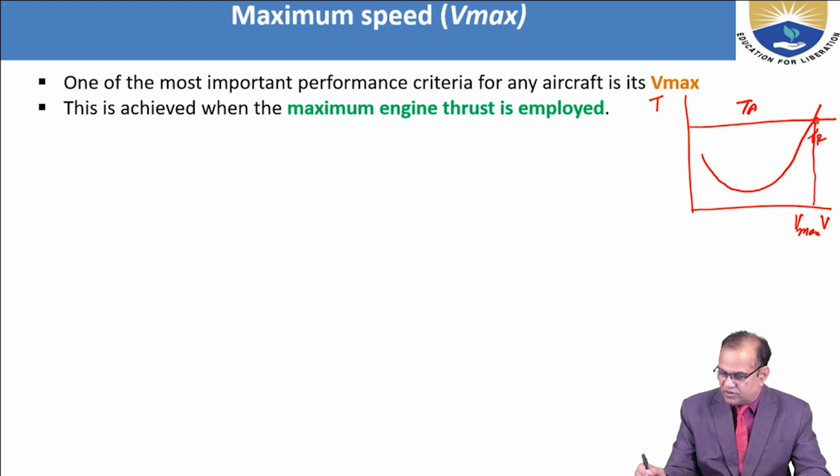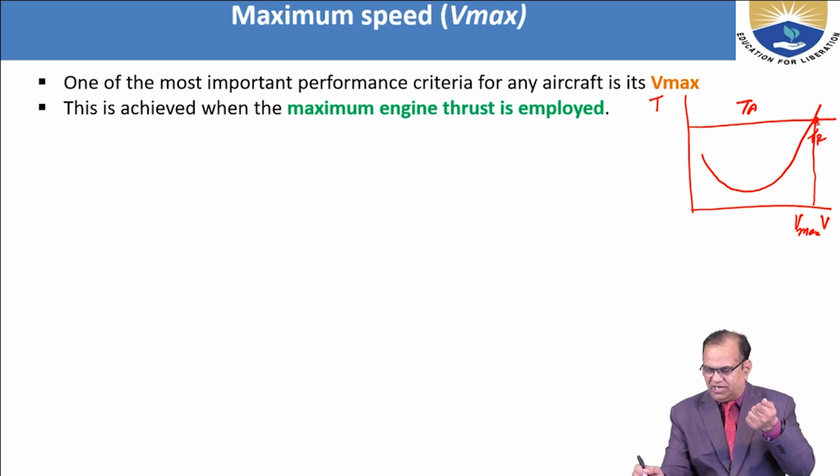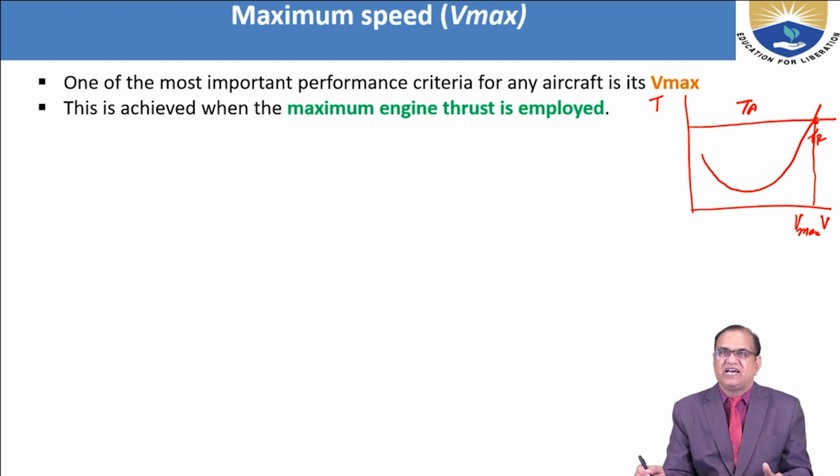In this, the pilot will give full throttle. Whatever power is available, in that your aircraft will fly, and this is called the maximum speed. This is achieved by using the maximum engine thrust, and it is by the maximum throttle. 100% throttle is to be applied.